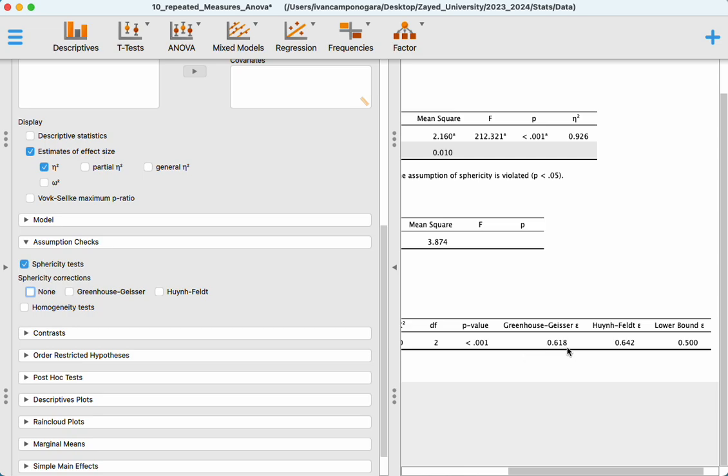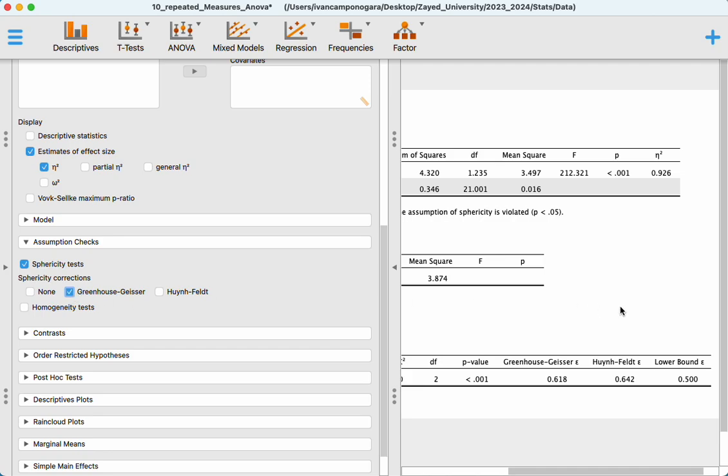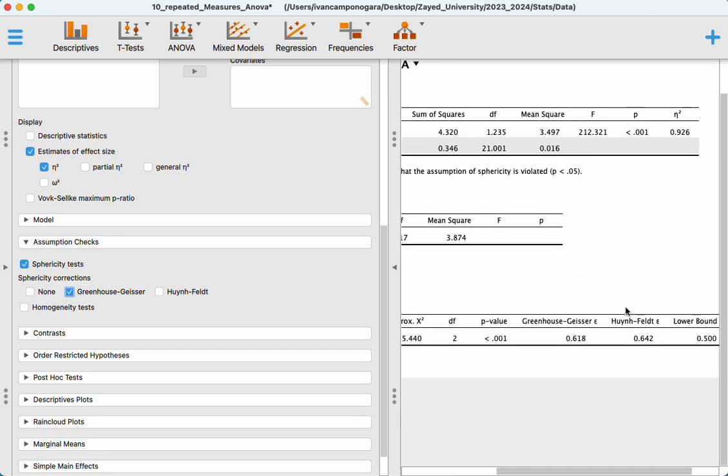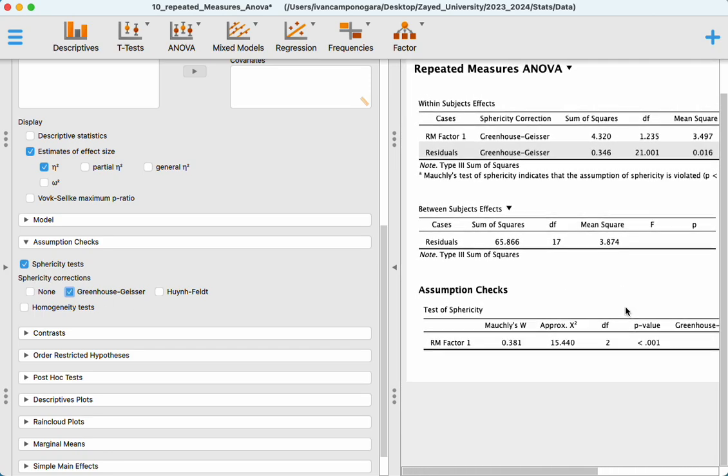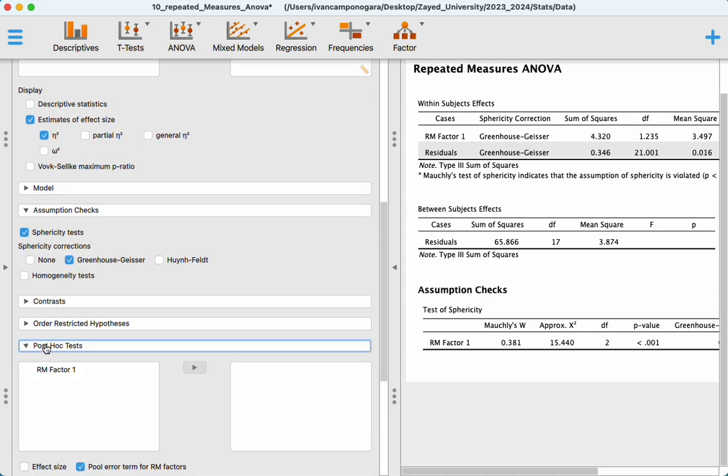If the Greenhouse-Geisser value is higher than 0.75, I have to apply the Huynh-Feldt correction here. If it's lower than 0.75, I have to apply the Greenhouse-Geisser correction. So in this case, it's lower than 0.75. So what I apply is the Greenhouse-Geisser correction. So I apply that, and I run my post hoc test.